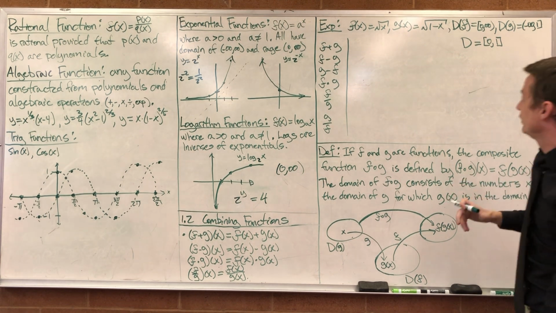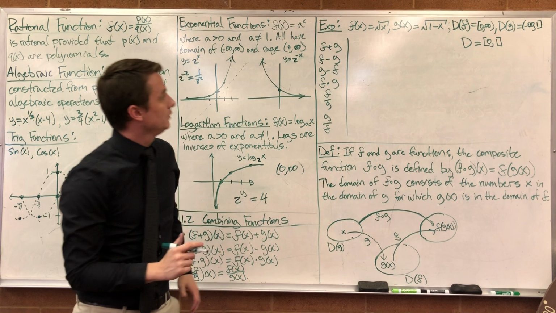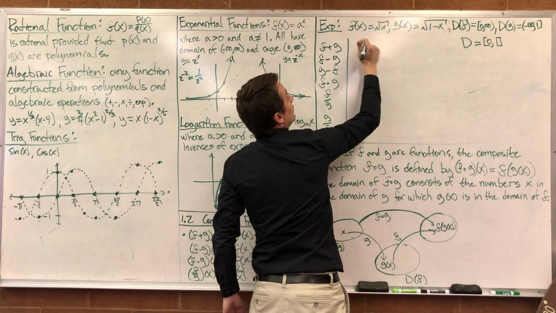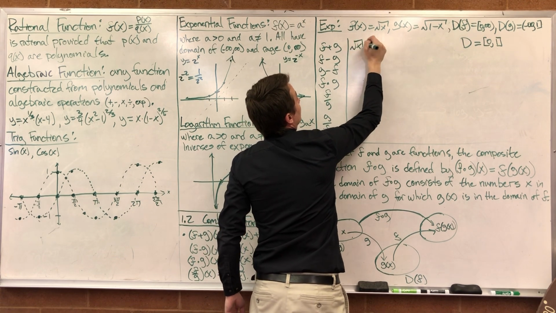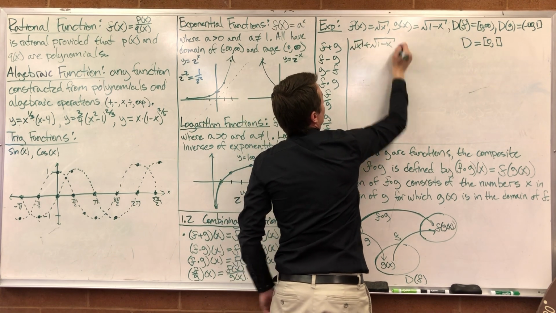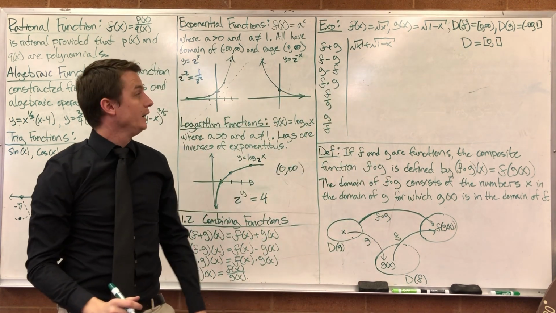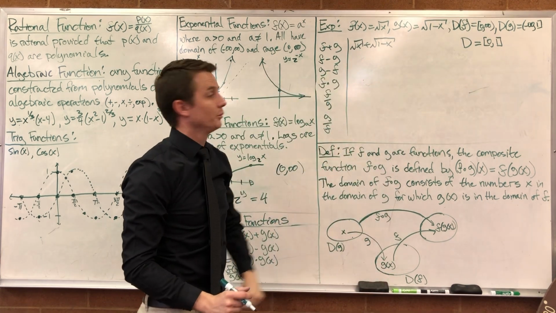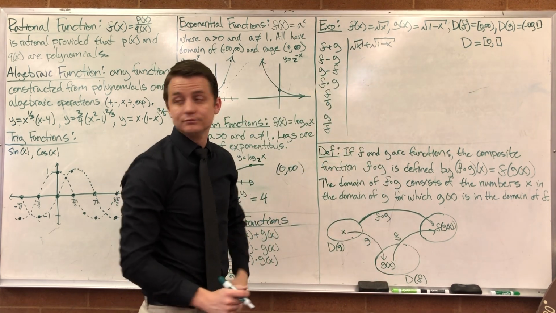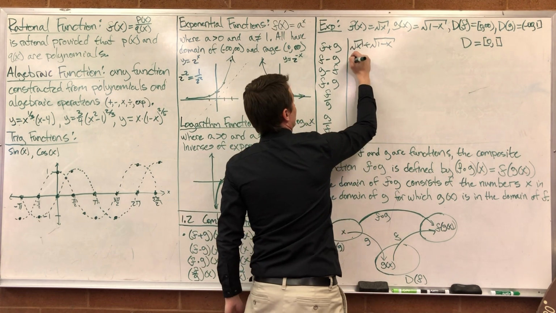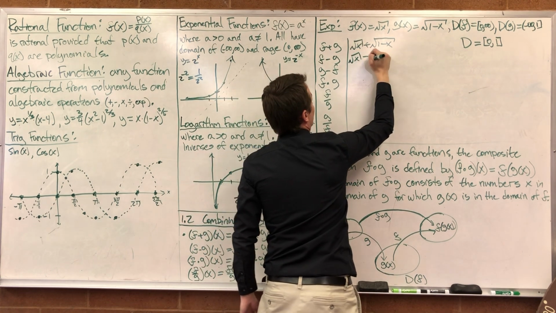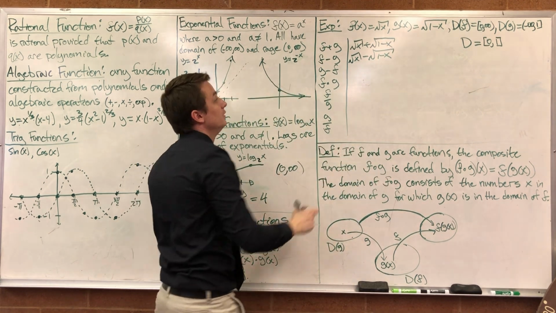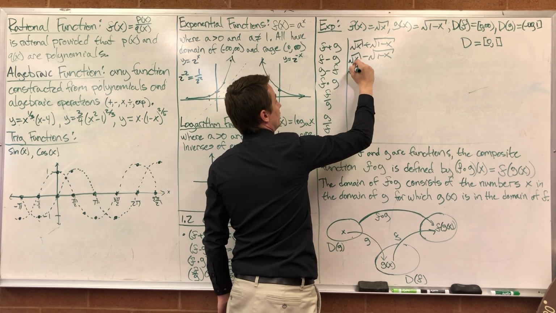So let's do some of these and see the domain of the function. So f plus g of x, what does it look like? That's going to be square root of x plus square root of 1 minus x. What's the domain? It's just 0 to 1. Nothing weird. Minus, exactly what you expect. That's just going to be square root of x minus square root of 1 minus x. Domain, exact same thing.